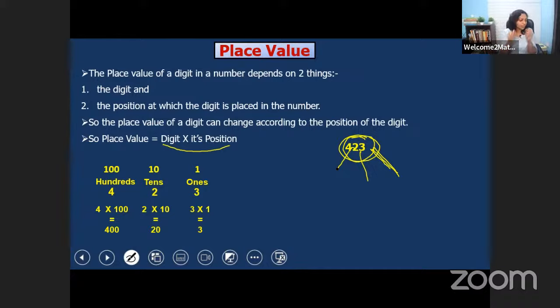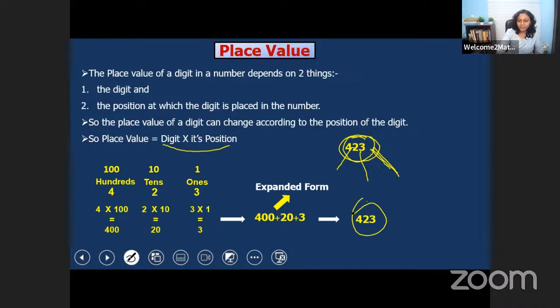Now what are we doing? We will add 400 plus 20 plus 3, and it is called the expanded form. 400 plus 20 plus 3. And whenever we add, we get the same number. It's 423. So this is the expanded form and the place value. In this way, we can find out the place value of any 3-digit number, 4-digit number. Whenever you write the place values in an expanded form, always start from the highest place. Just like here, we started 400 plus 20 plus 3.